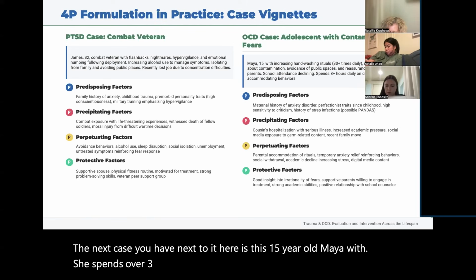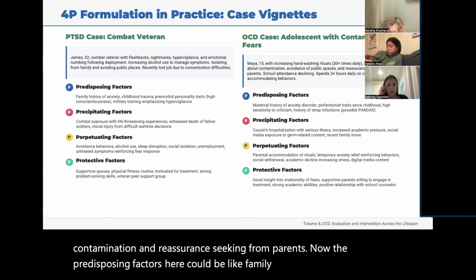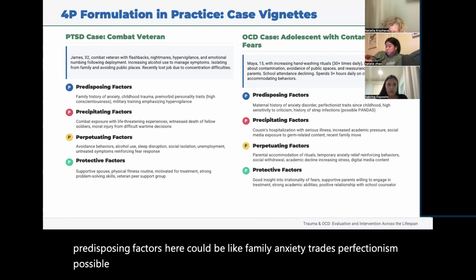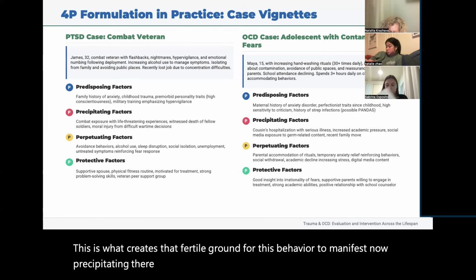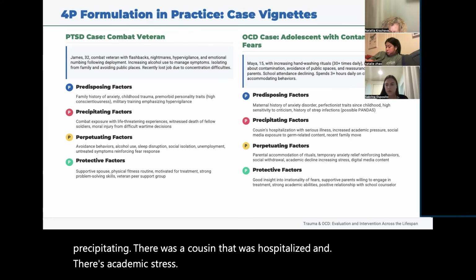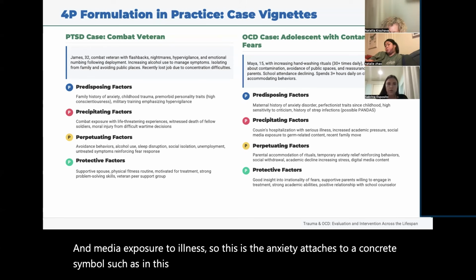The next case is 15-year-old Maya, who spends over 3 hours a day hand washing, with intrusive thoughts of contamination and reassurance seeking from parents. The predisposing factors here could be family anxiety traits, perfectionism, possible PANDAS. So you're looking for biological and cognitive rigidity. This creates that fertile ground for this behavior to manifest. Precipitating, there was a cousin who was hospitalized, and there's academic stress and media exposure to illness. So the anxiety attaches to a concrete symbol, in this case, contamination.